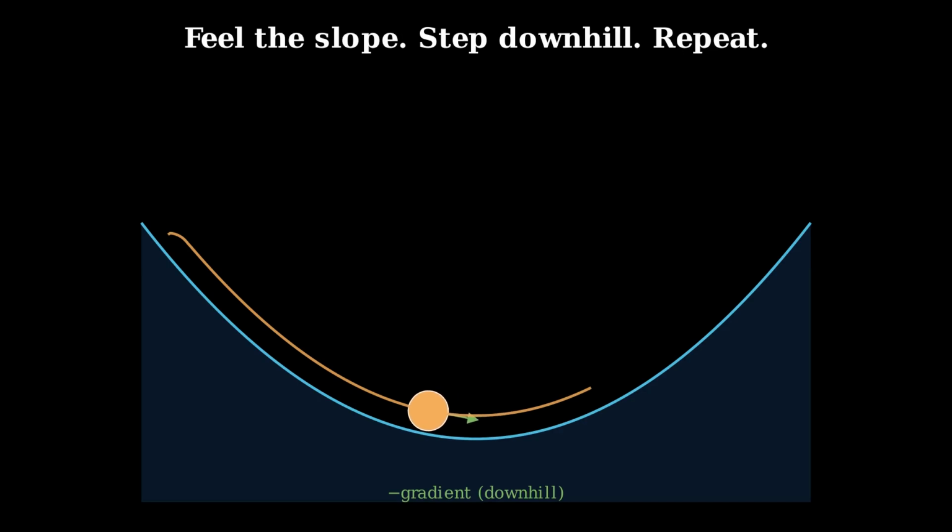Take one small step downhill, measure the slope again, step again, repeat. That's gradient descent. No map, no magic, just feel the slope, step downhill, and let it roll until it reaches the bottom.